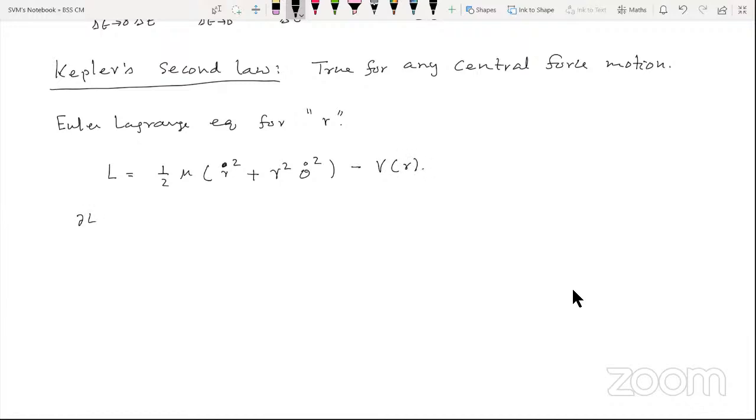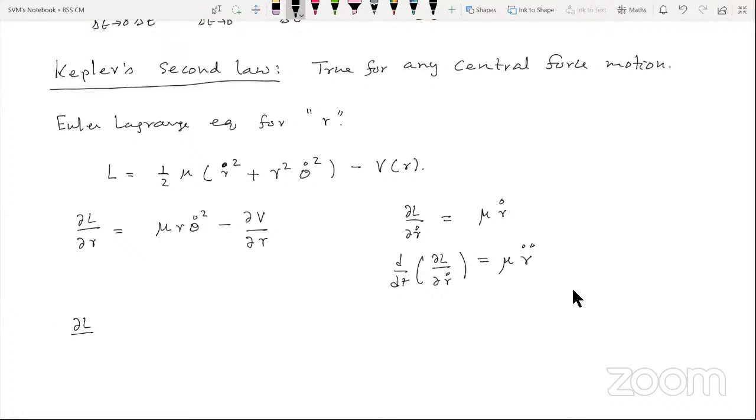So dou L by dou R is equal to mu R theta dot square minus dou V by dou R. And dou L by dou R dot is equal to mu R dot. Then d dt of dou L by dou R dot is equal to mu R double dot. So we have written down dou L by dou R minus d dt of dou L by dou R dot is equal to 0. This implies.